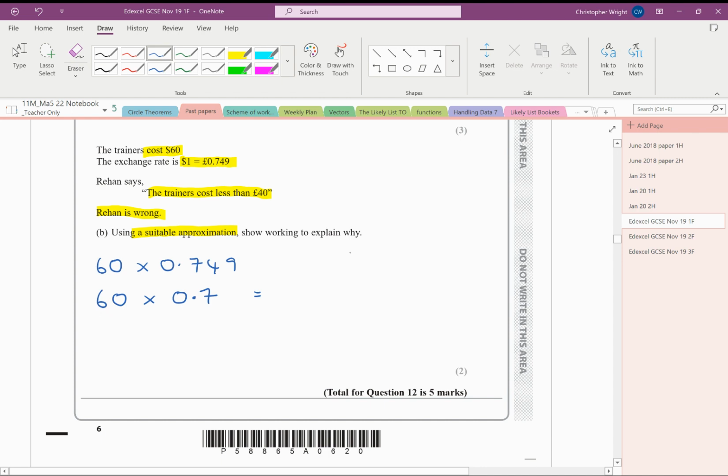Now, I know what 60 times 7 is. 6 sevens are 42. Add a 0, 420. So 60 times 0.7 must be 42. All right, now let's look at the question. The trainers cost that much. The exchange rate is that. The trainers cost less than 40. He is wrong. Well, look, because using my approximation, I see that they cost nearer 42. Okay, so there is my working to explain why he is wrong. All right, and I suppose I could say 42 is greater than 40, just to make my point.